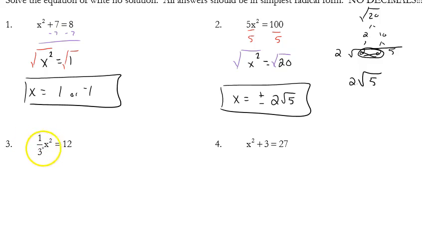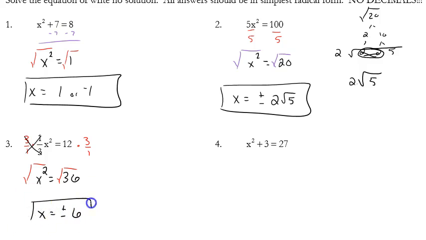Real quick, if it's 1/3 in front, so you have a fraction, multiply both sides by the reciprocal. Your 3's, 1's cancel, that leaves your x squared equals 36. X squared is by itself, so square root that. 36 is a perfect square. X is plus or minus 6. There's my 3 answers to these 3 problems. All of those are very similar. Go ahead, press pause, and try number 4, please.